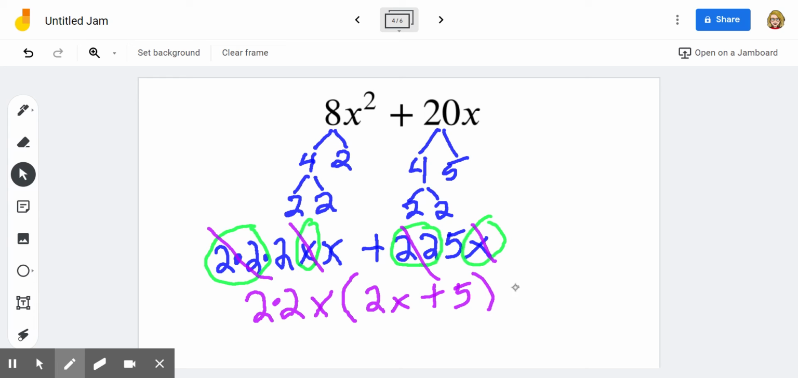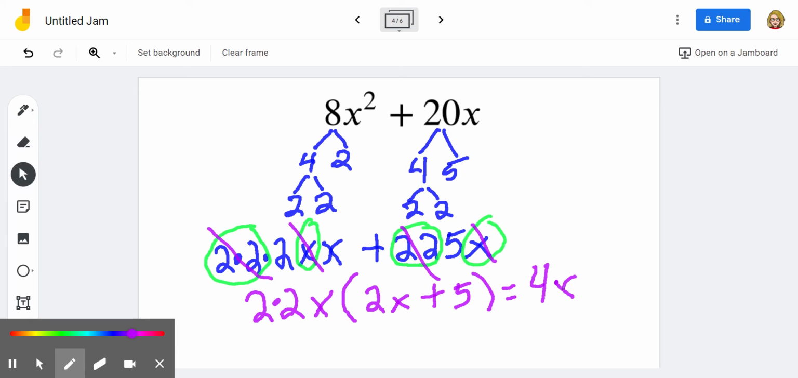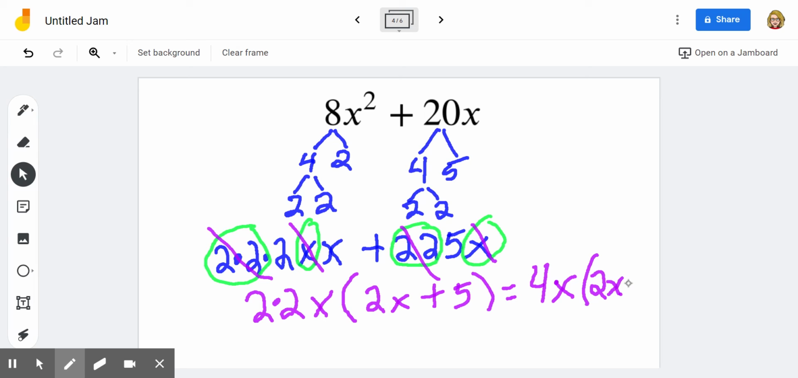I'm just going to simplify that. 2 times 2 is 4x times 2x plus 5. So what we just did was the opposite of multiplication.